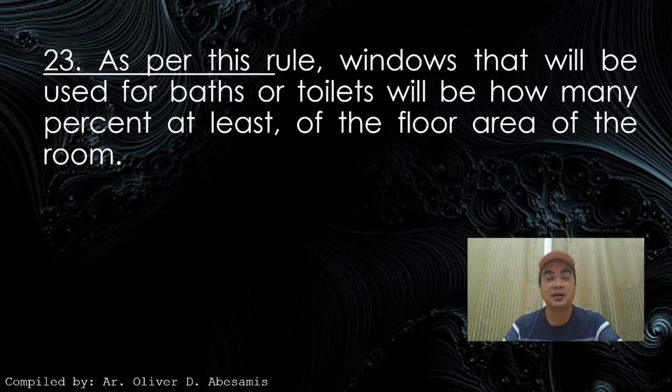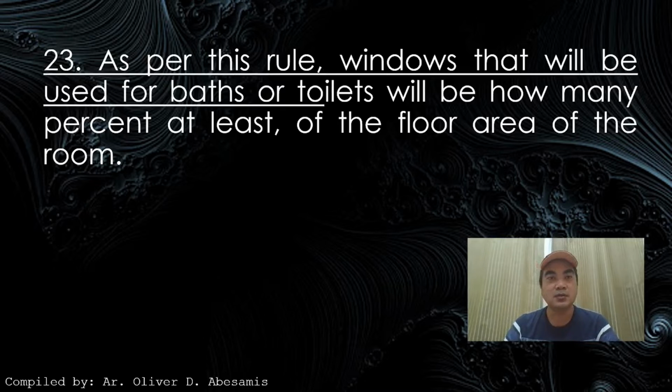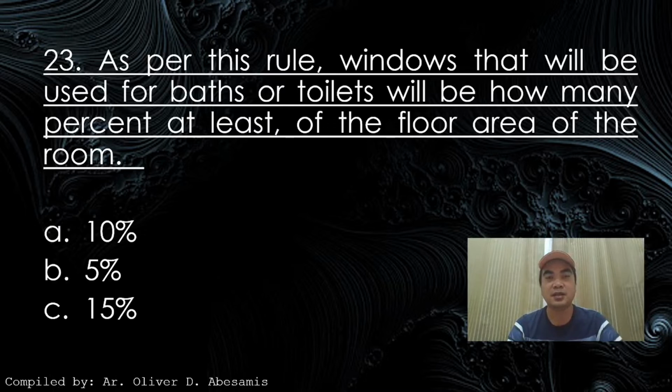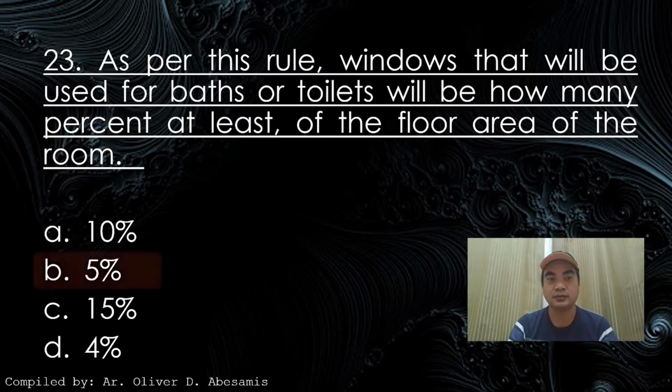23. As per the rule, windows that will be used for baths or toilets will be how many percent at least of the floor area of the room? A. 10%. B. 5%. C. 15%. D. 4%. Answer: B. 5%.